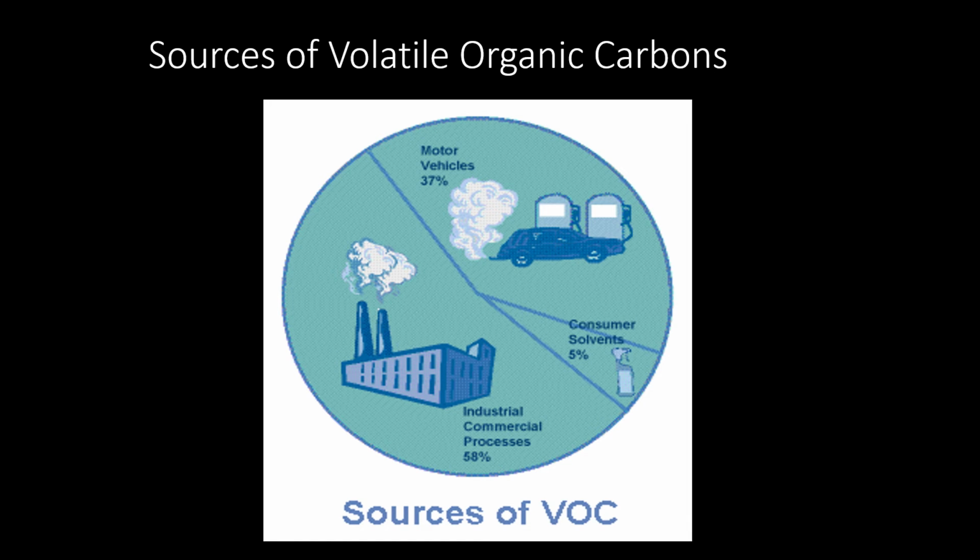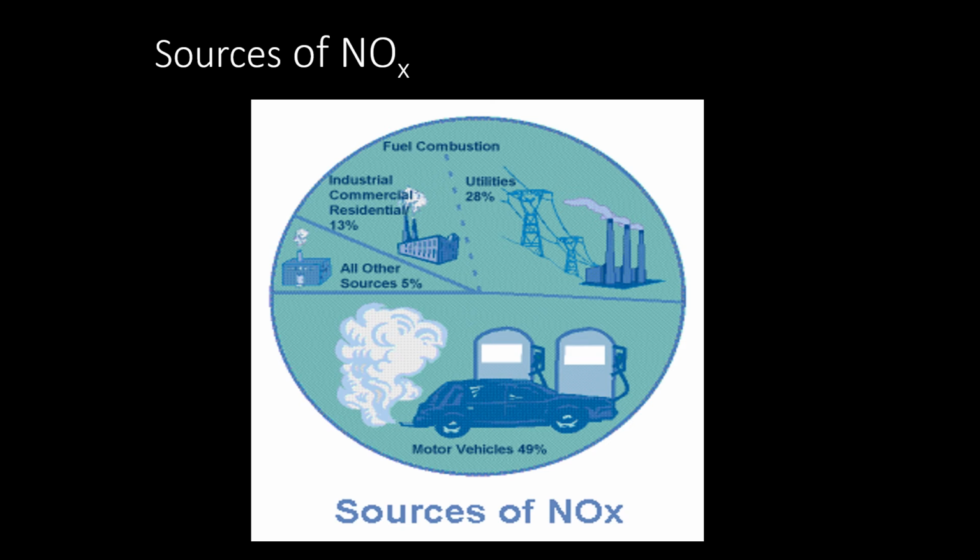You have sources of volatile organic compounds. VOCs come from motor vehicles, which constitute 30%, consumer solvents, which add 5%, and a big part of that comes from industrial commercial processes. Oxides of nitrogen come from motor vehicles at 49%. Fuel combustion constitutes two parts, which are utilities, the production of electricity and provision of water, which has 28%, and industrial, commercial, residential, which gives 13% of this oxide of nitrogen. But fuel combustion in itself has a combined 41%. 5% goes to other sources.